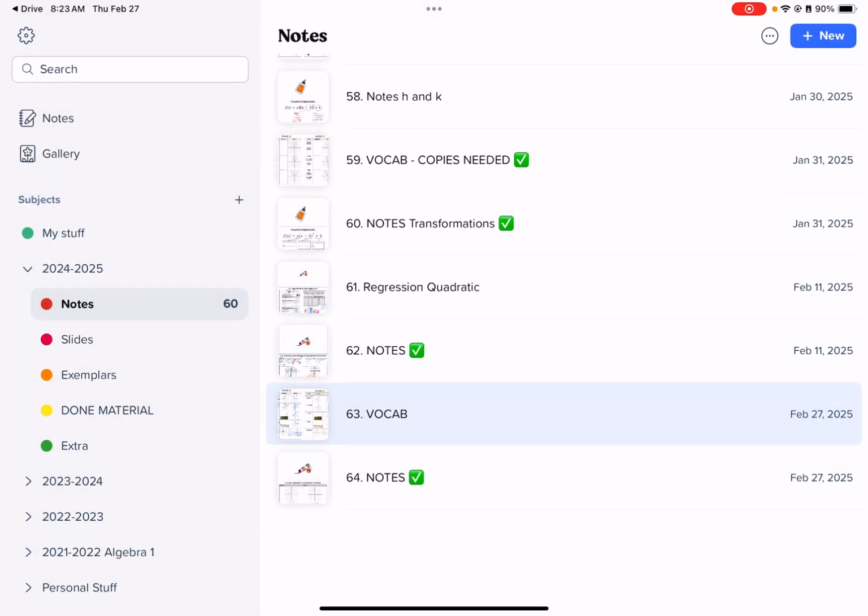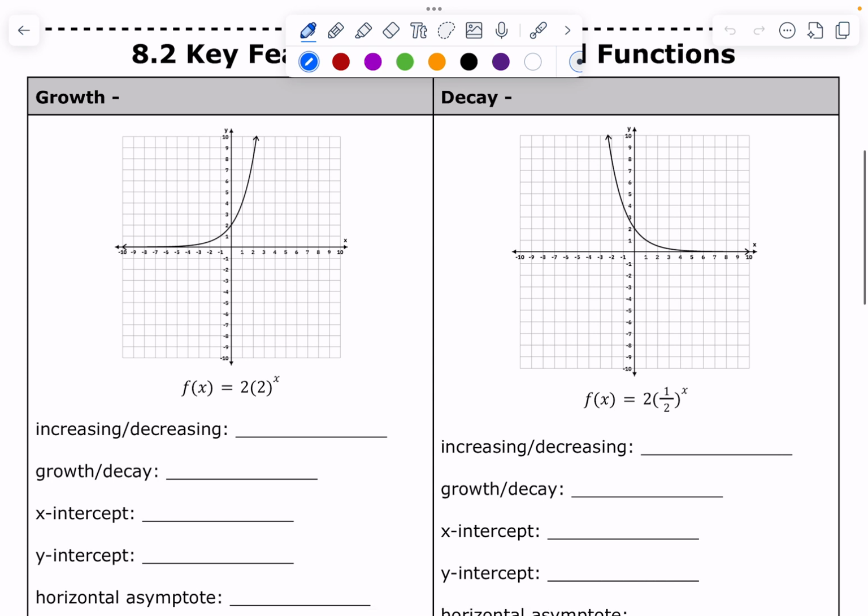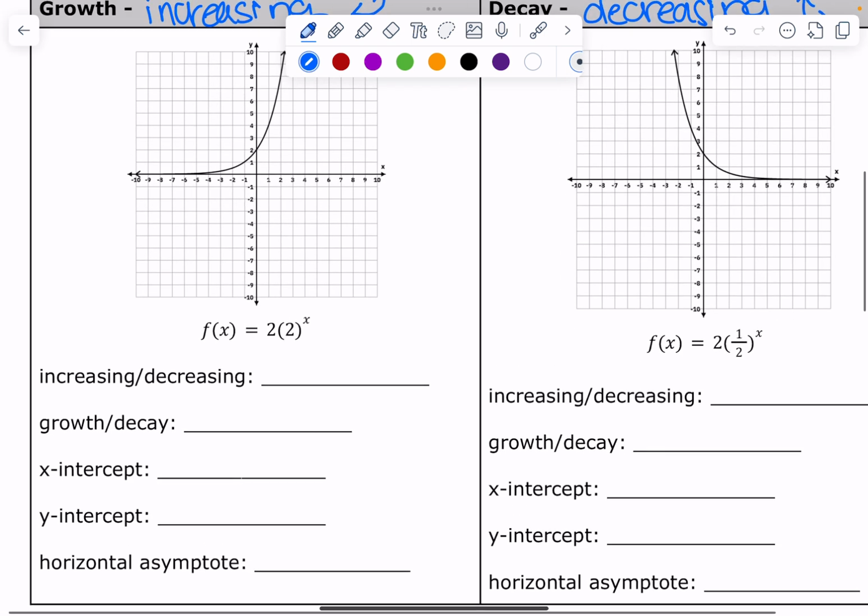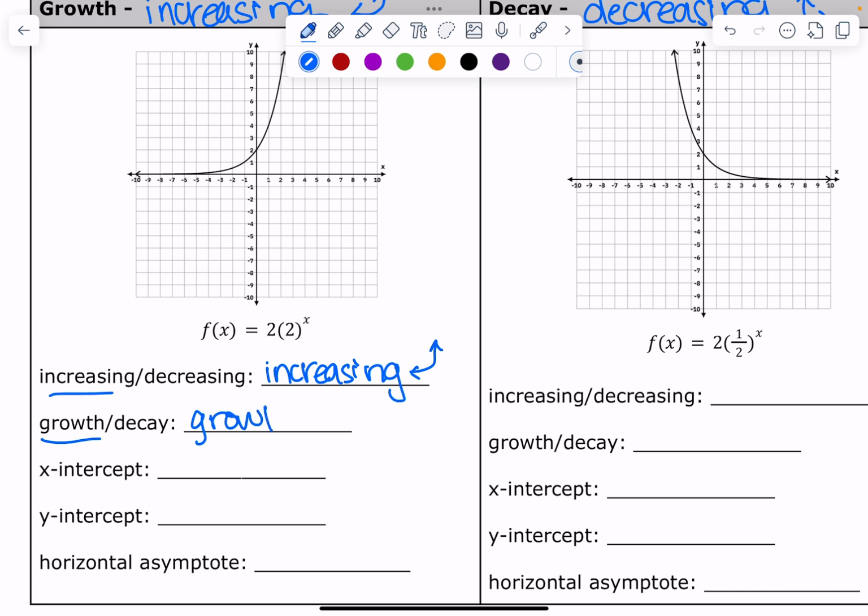Let's go ahead and start the notes. So we have growth and decay. Remember, growth is increasing. Very good. And decay is decreasing. So if I look at the first one, I know that this is increasing. It's going up. And if it's increasing, it has to be growth. It's growing. It's getting taller.